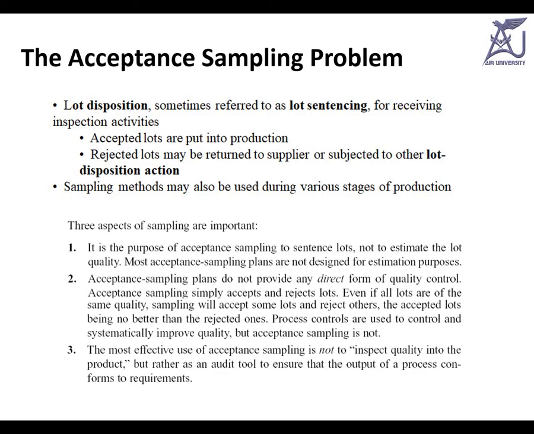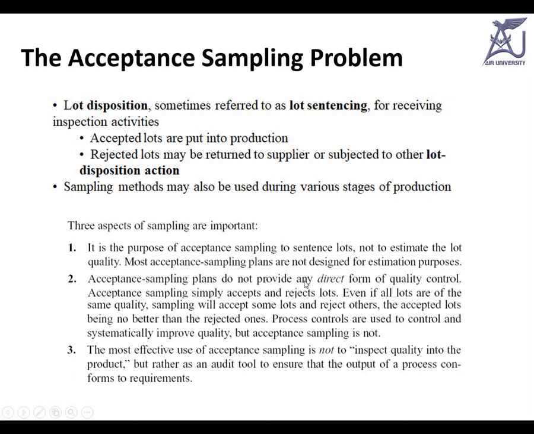Sampling methods may also be used during various stages of production, and three aspects of sampling are very important. It is the purpose of acceptance sampling to sentence a lot. Sentencing a lot means how you are going to dispose of that lot, maybe accepted or rejected, and not to estimate the lot quality. We are not going to estimate the quality, it is just a kind of auditing tool.